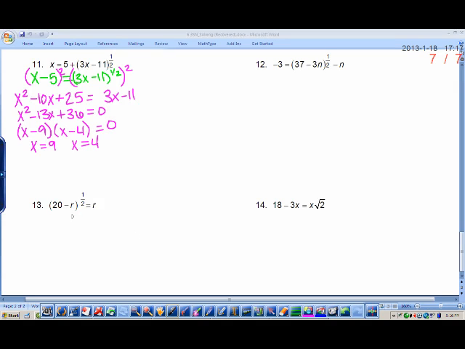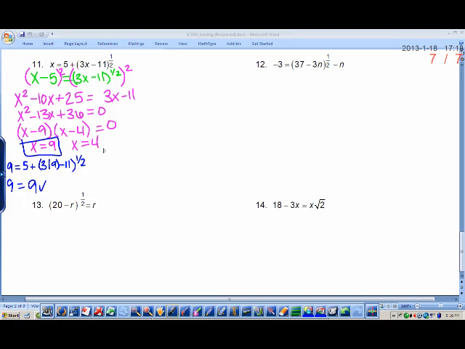So from here, we must check our work. I'm going to plug 9 back in. So 9, I want to know if that's equal to 5 plus (3 times 9 minus 11) raised to the 1/2 power. All right, let's think about this. 3 times 9 is 27, minus 11 would be 16. 16 to the 1/2 power is the square root of 16, which is 4, plus 5 is 9. So x equals 9 is a solution.